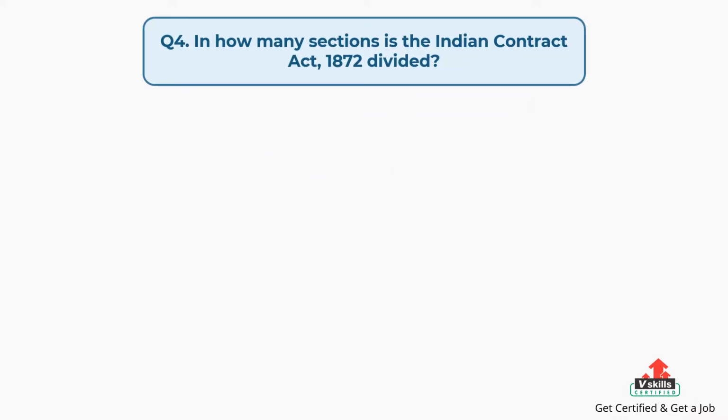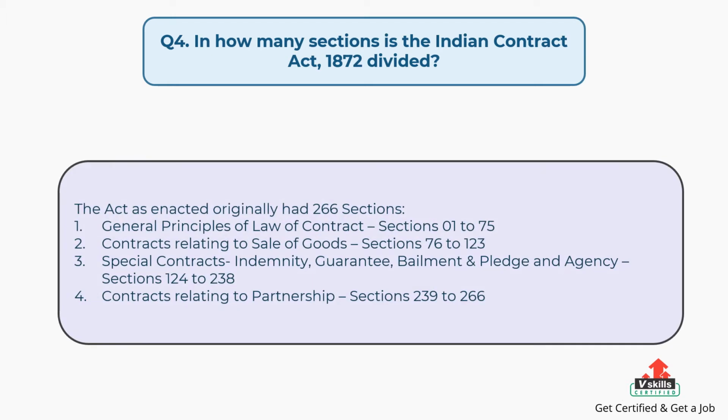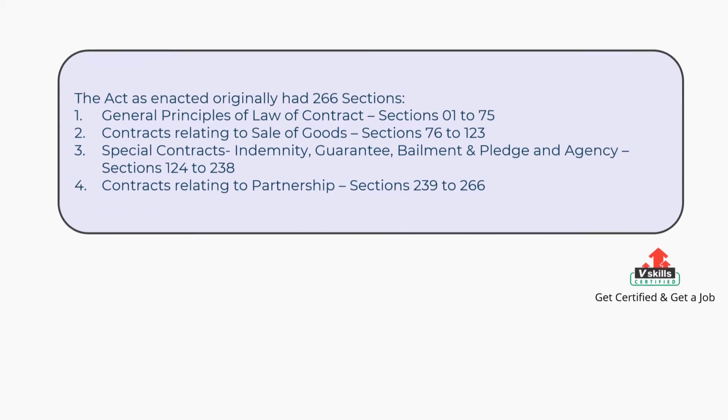Question number 4. In how many sections is the Indian Contract Act, 1872 divided? The answer is, the act as enacted originally had 266 sections. General Principles of Law of Contract, Sections 1 to 75. Contracts relating to sale of goods, Sections 76 to 123. Special Contracts, Indemnity, Guarantee, Bailment and Pledge and Agency, Sections 124 to 238. Contracts relating to partnership, Sections 239 to 266.